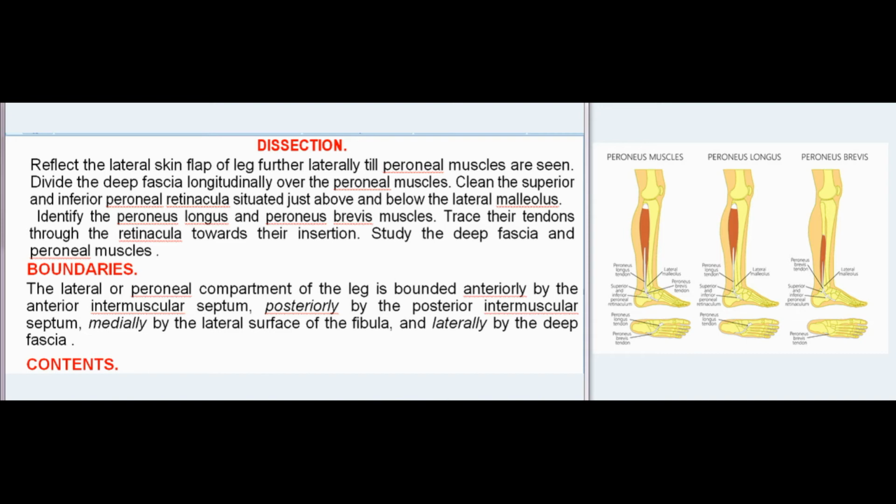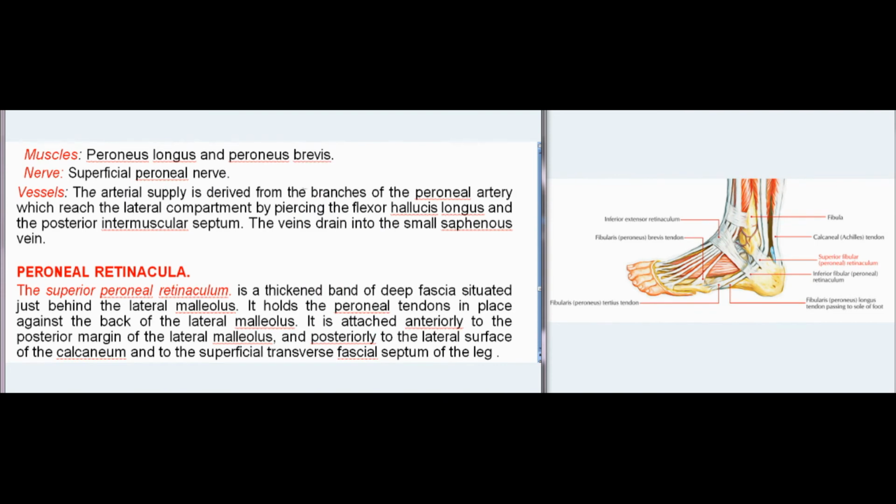Boundaries. The lateral or peroneal compartment of the leg is bounded anteriorly by the anterior intermuscular septum, posteriorly by the posterior intermuscular septum, medially by the lateral surface of the fibula, and laterally by the deep fascia. Contents. Muscles, peroneus longus and peroneus brevis. Nerve, superficial peroneal nerve. Vessels, the arterial supply is derived from the branches of the peroneal artery which reach the lateral compartment by piercing the flexor hallucis longus and the posterior intermuscular septum. The veins drain into the small saphenous vein.